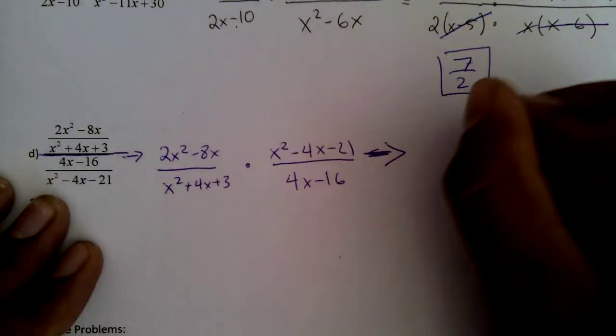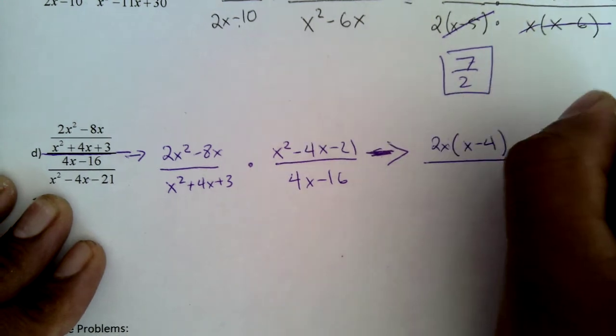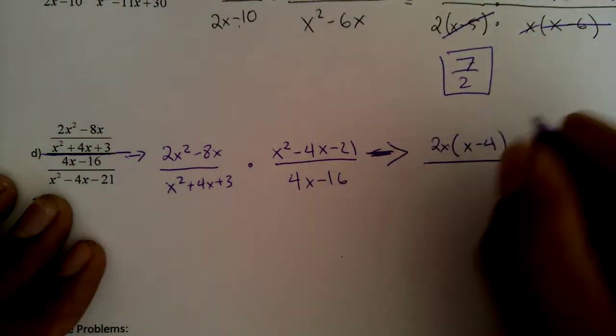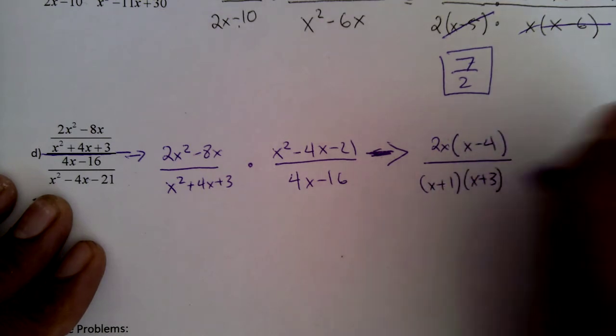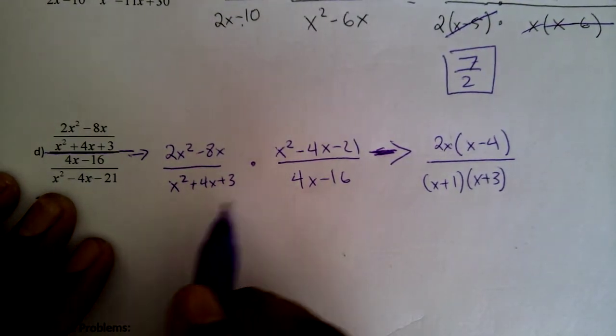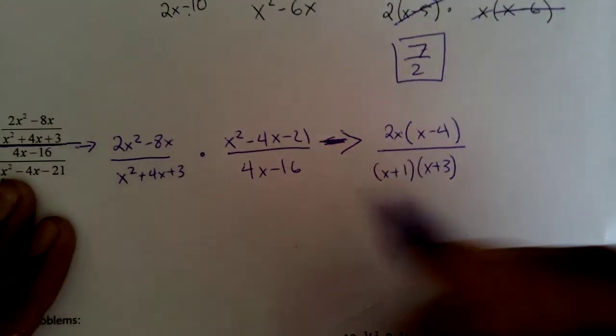There's a common factor of 2x here. So that's going to be 2x, x minus 4. Go downwards next. This one is going to factor to x plus 1, x plus 3. If you're having trouble with this, I'll refer you to a video of simple factoring. But again, this is going to be an embedded skill.